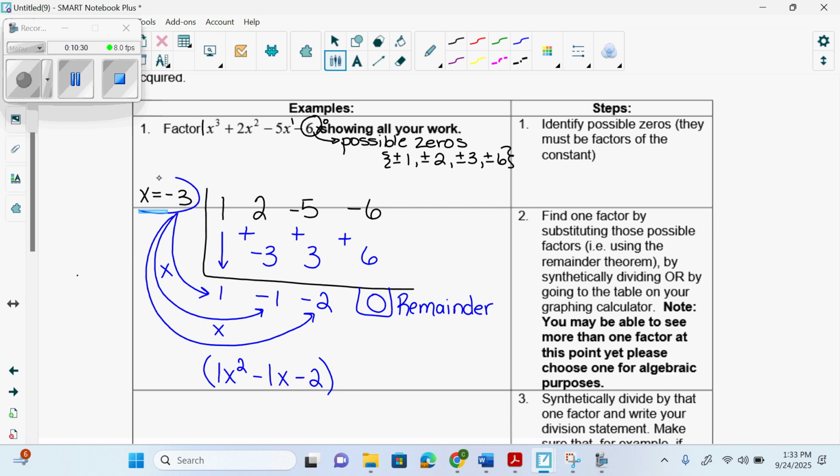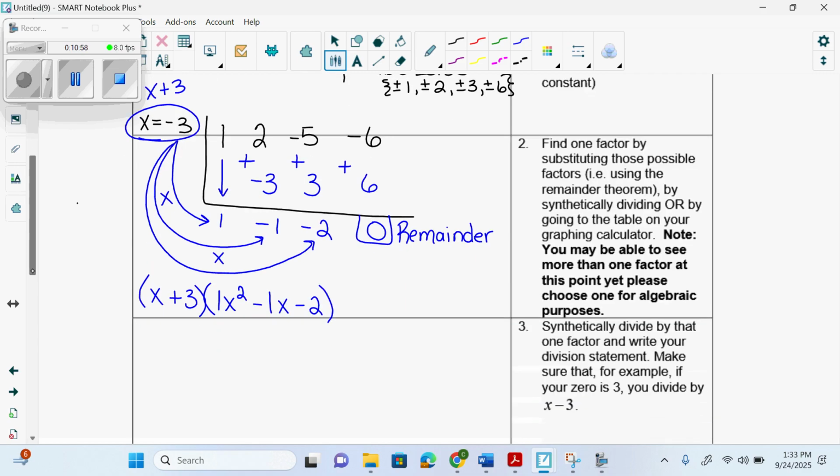Because I'm missing this factor. What's the factor of x equals negative 3? X plus 3. Has to go in front. Ooh. X plus 3. So guys, go to your Y2 and type that in. It's the same graph. Weird, because it's the same graph. This is just a factored form of the original, correct?